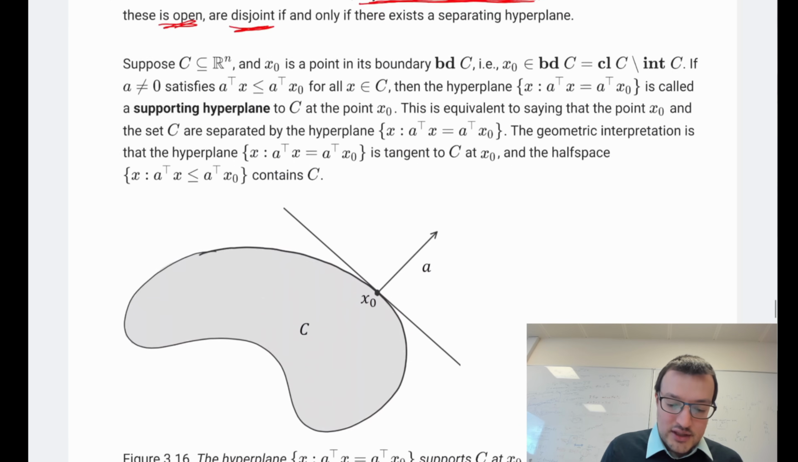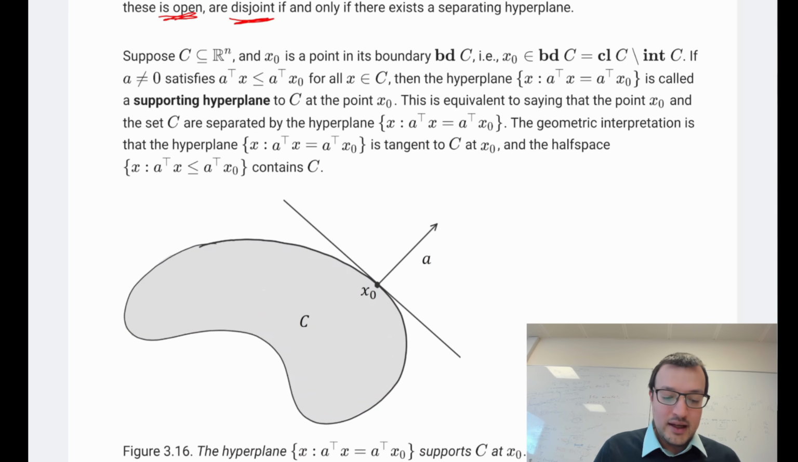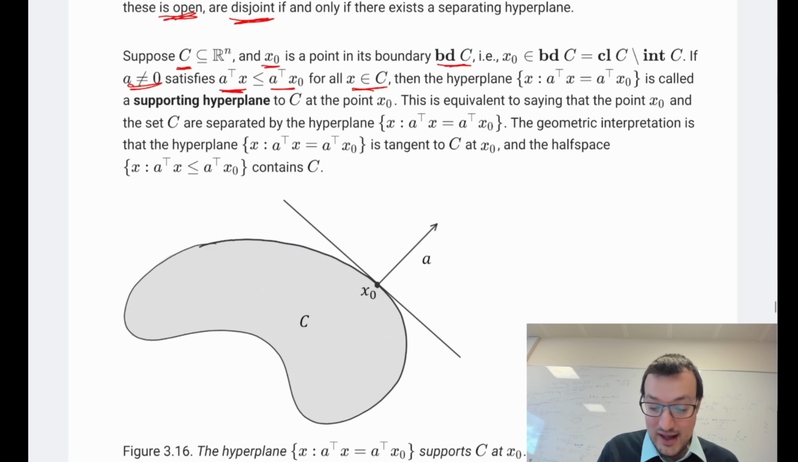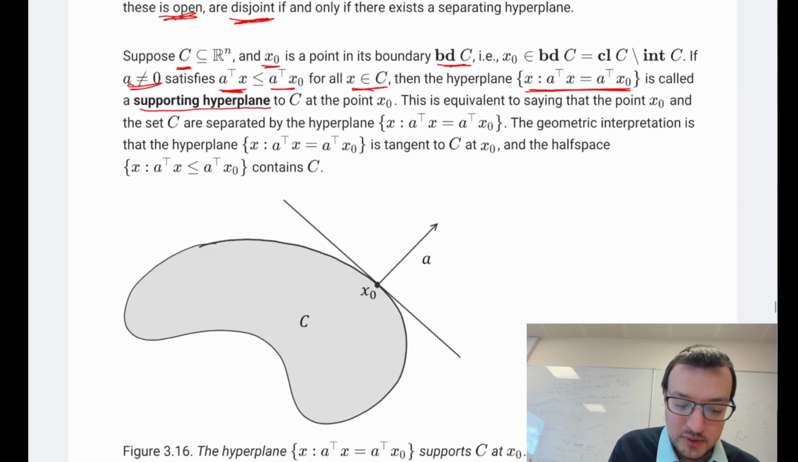A concept which is very close to that of separating hyperplane is that of supporting hyperplane. So let's look at the definition. We consider a set C, and then we consider a point x0 which is on the boundary of C. Then if there exists an A such that A transpose x is less equal than A transpose x0 for all x belonging to C, then we say that the hyperplane defined by A transpose x equal to A transpose x0 is called a supporting hyperplane.